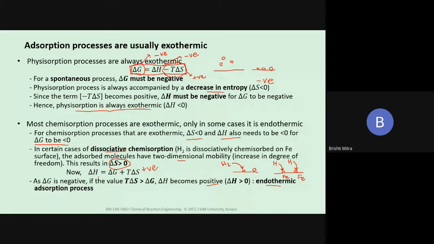So this kind of dissociative chemisorption is only involved when we have a chemisorption process and not a physisorption process. So this is why, in case of chemisorption, in certain cases, we might have an endothermic process, though not very common. Otherwise, overall, adsorption is more or less an exothermic process. Is that clear to everyone now? Yes. Okay.